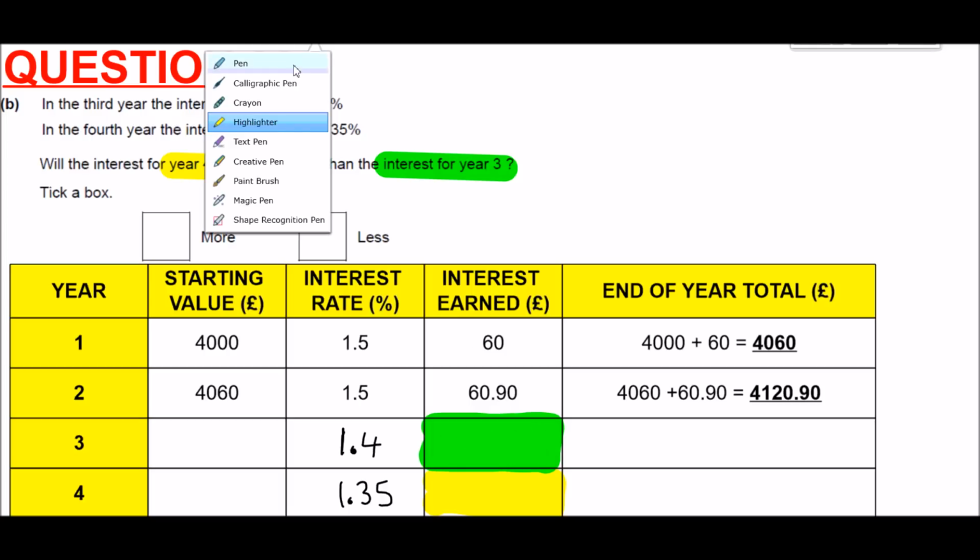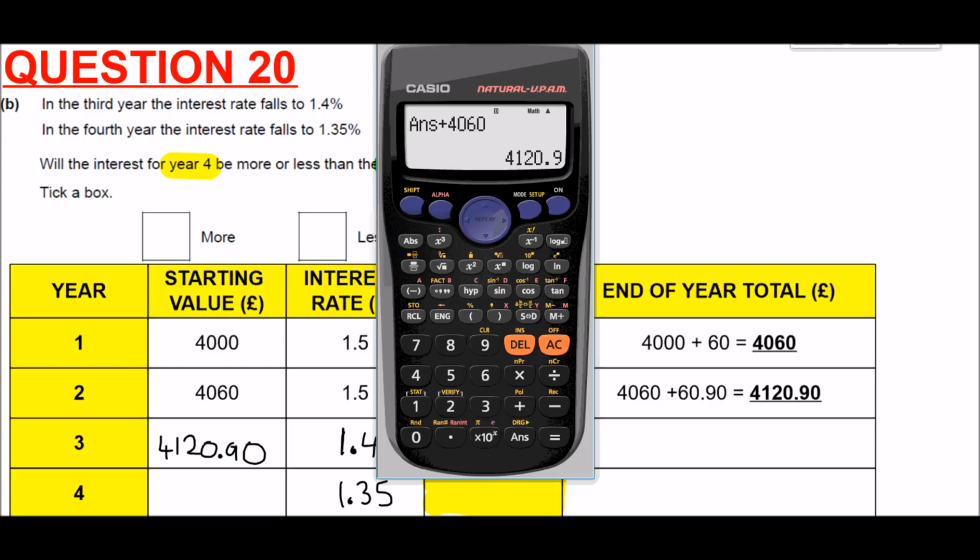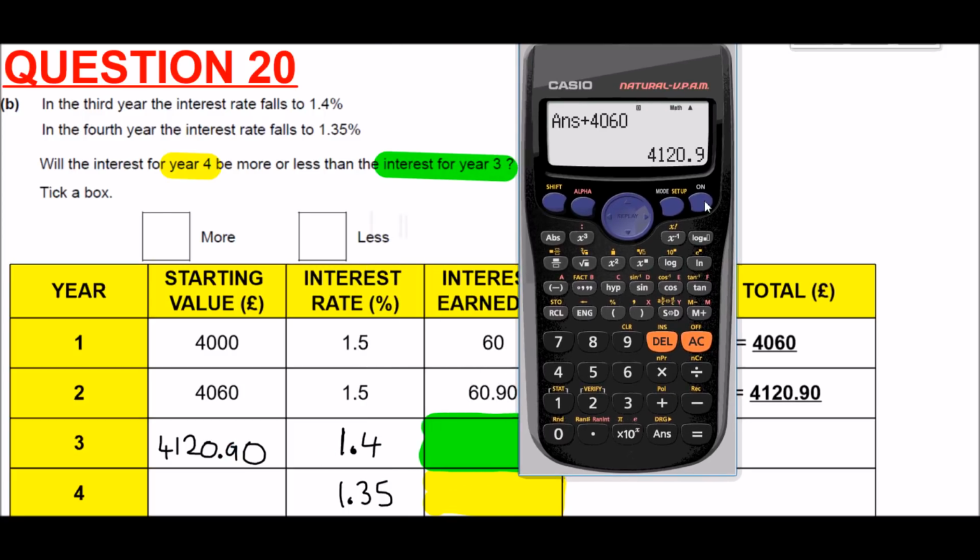But for now, just carry on as we were doing. So end of year 2, we had that value. So that'll be our starting value at the beginning of year 3. Now the interest is going to be 1.4% of this amount. So the next thing we need to do is 1.4%, which means 1.4 out of 100.